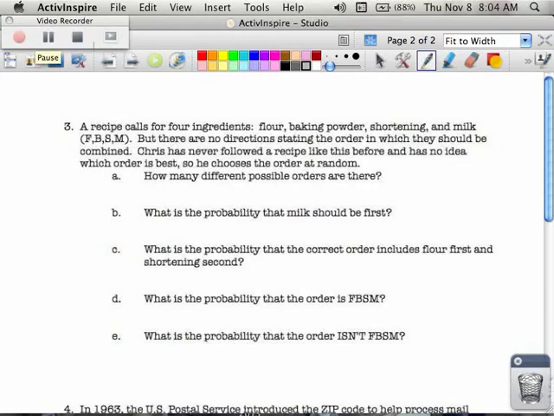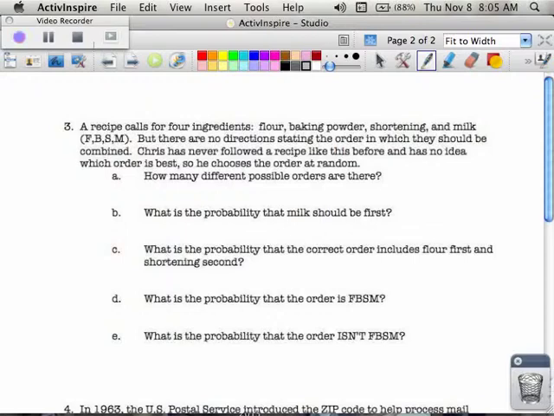All right, in this next problem, number 3 example, it says we have a recipe and there are 4 ingredients. You can have flour, baking powder, shortening, and milk, and they label them with the capitals. There are no directions for the order that you're supposed to start, which is frustrating. Chris has never followed a recipe like this before and has no idea. So he's going to choose from random. And they want to know how many different possibilities are there.